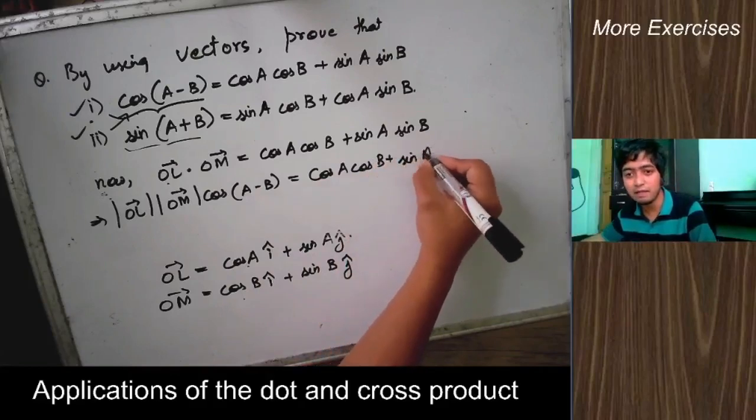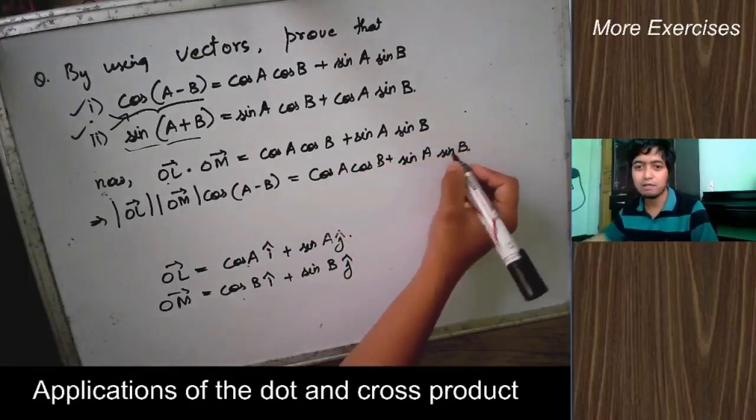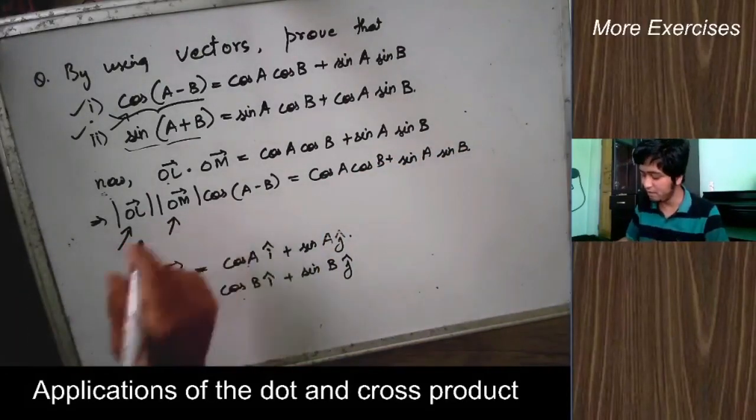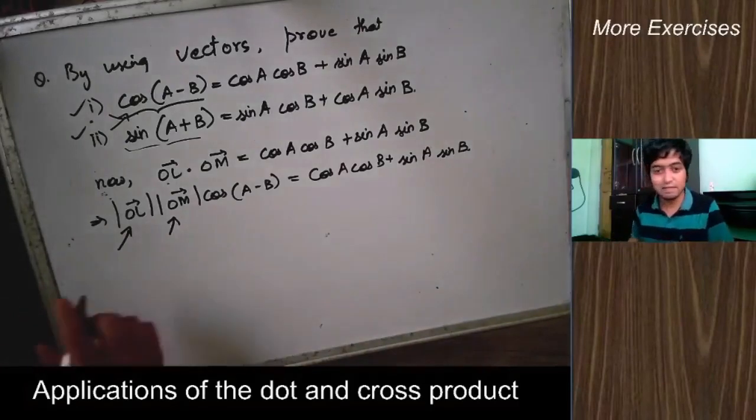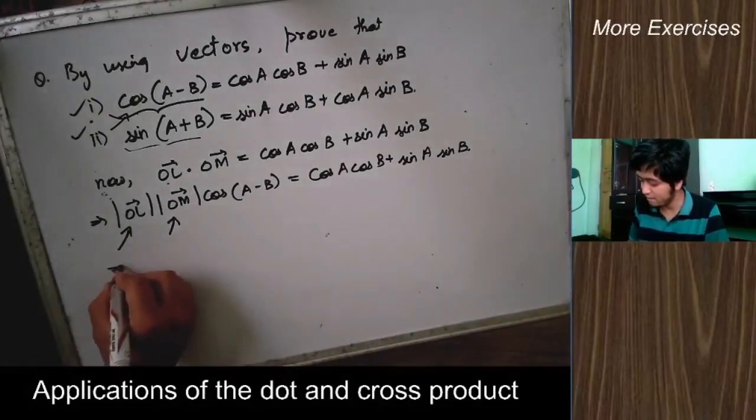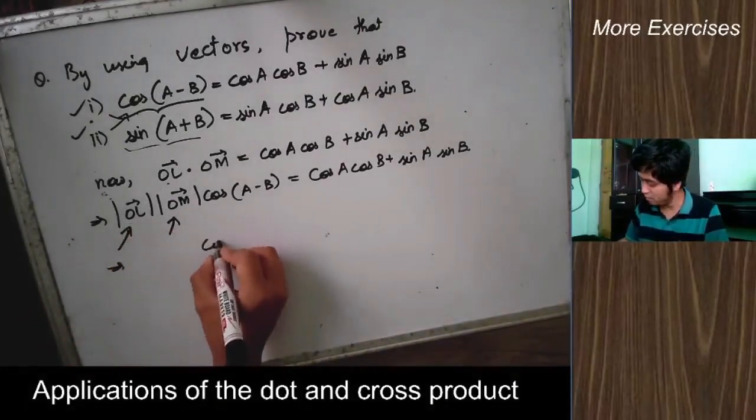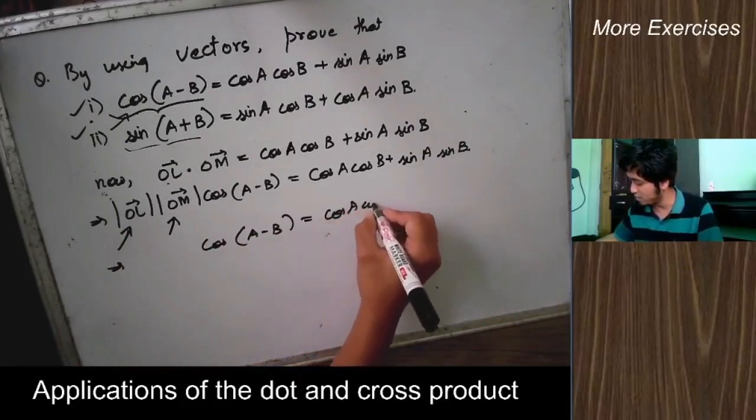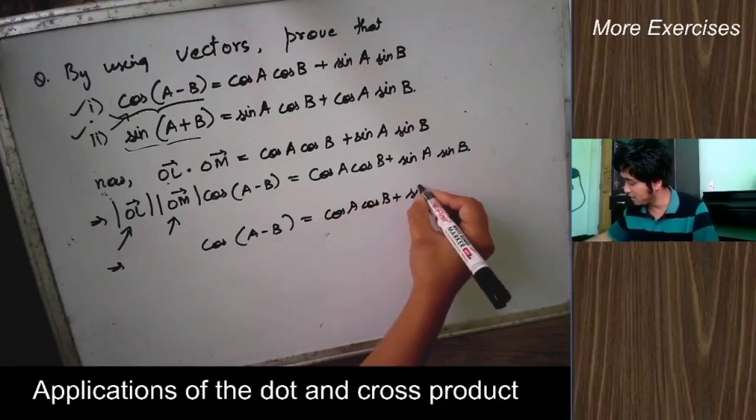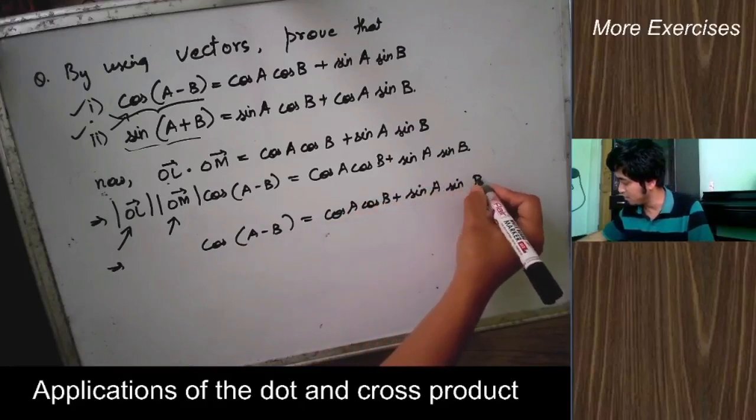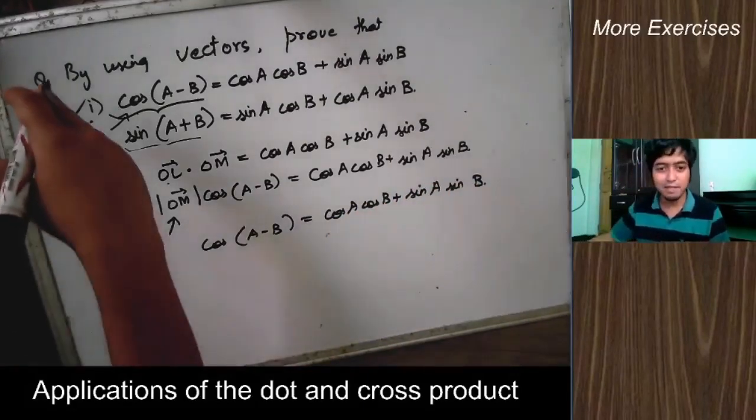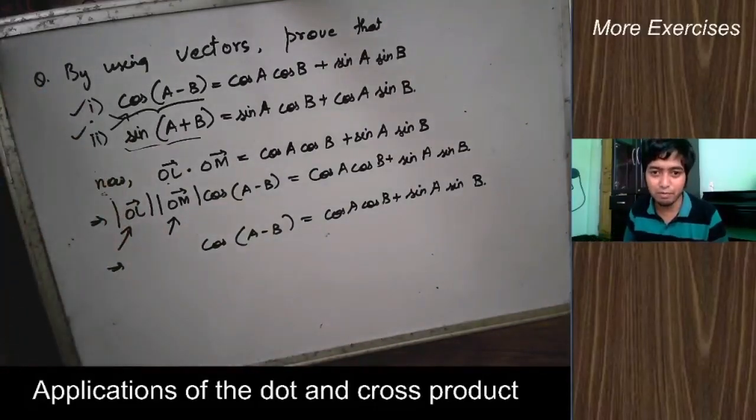That is why it is a unit vector. Hence the magnitude is 1. We will have the first formula, which is cos A cos B plus sine A sine B. So this is what we will have. Alright, so this completes number 1. Now we will do number 2.